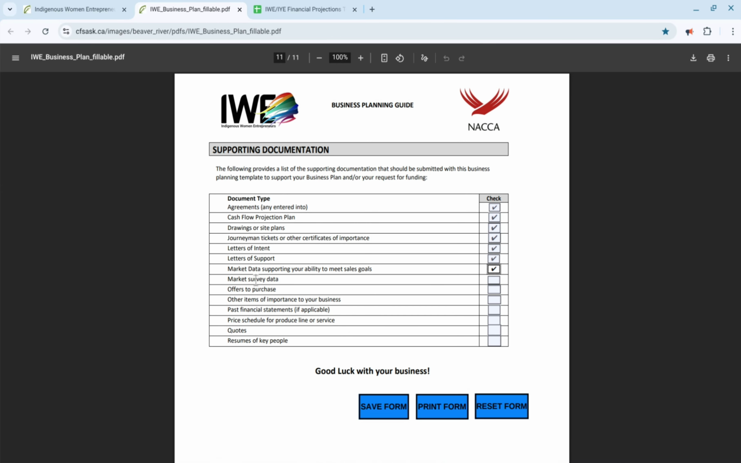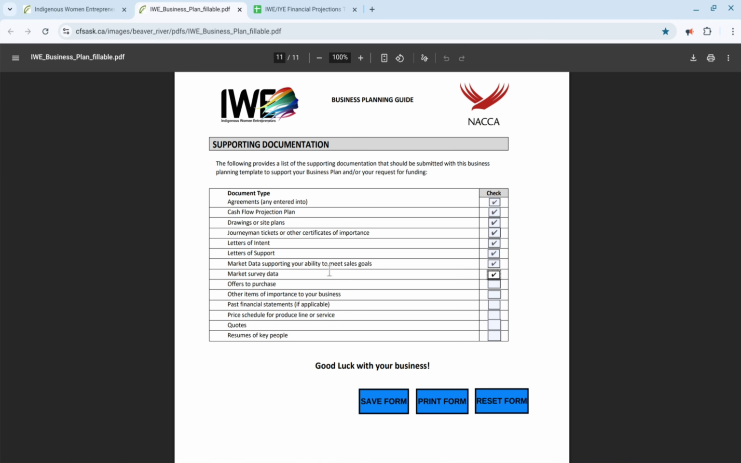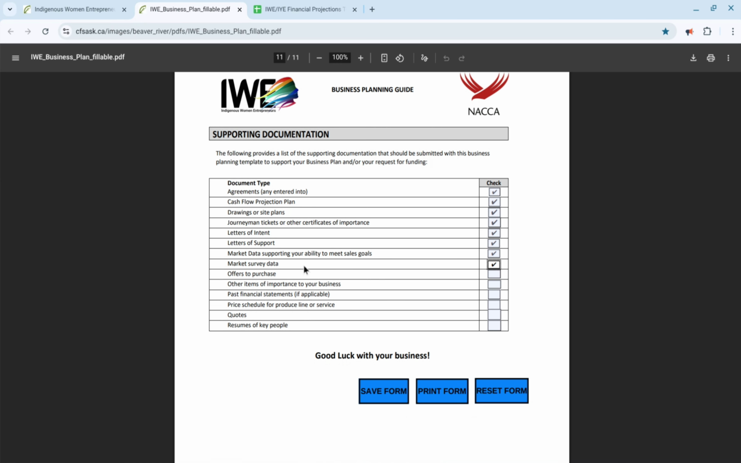The next thing is market survey data. So if you have done any research on the market, it could be demographics, and especially on your region, if you are providing construction services, like how many people live in your target market and what are their ages and what percentage of them own their own homes and what type of homes do they have. So if you have anything like that, that could be important.